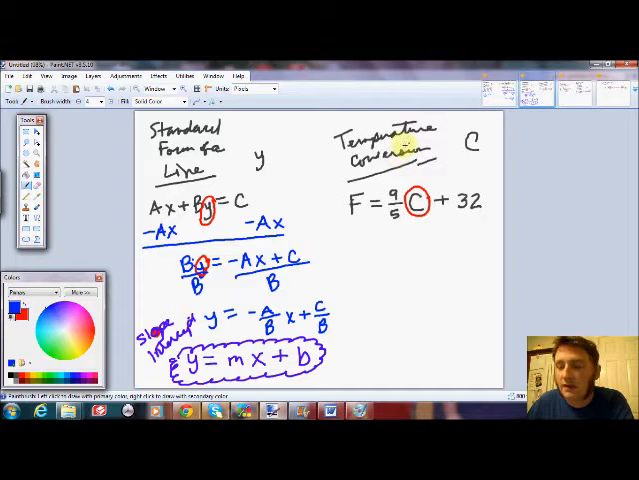Alright, so now we have the Fahrenheit to Celsius temperature conversion. And right now it's in terms of F. And we want to solve it so that it says C equals. And we have this fraction right here that's being multiplied by C, and then we have the addition. So we'll go ahead and do the subtraction first. Kind of undo our order of operations. We'll subtract 32 on each side, keep it balanced.